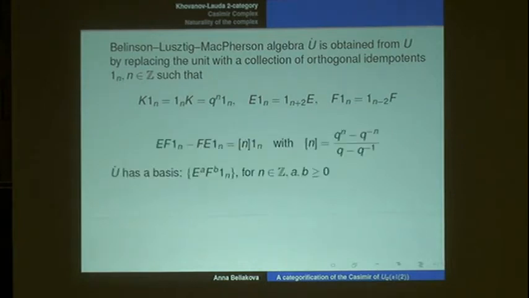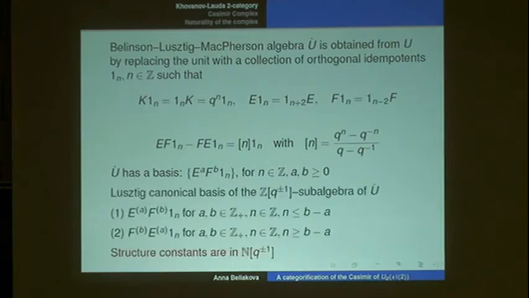And so the only serre relation we have in the SU2 case is just this one, which is very easy. And you have the whole basis even just by powers of E and F. But if you would like to work in the integral form of the U_q(sl2), then you have to switch to the canonical basis. And this is what was the subject of the previous talk.